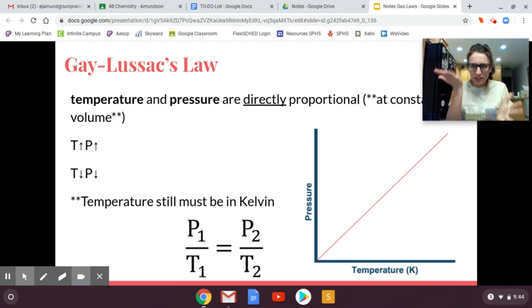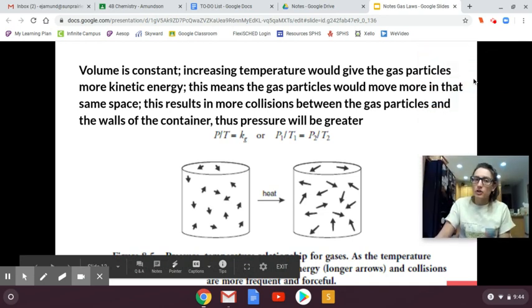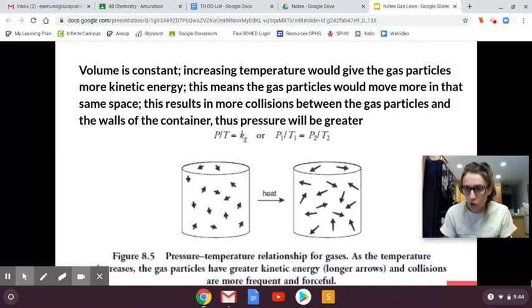So this is the what: a directly proportional relationship. The why then, and again, if we are just comparing pressure and temperature, this means that volume is constant. So the space that they are in is staying the same. Just break it down again to what these definitions are.